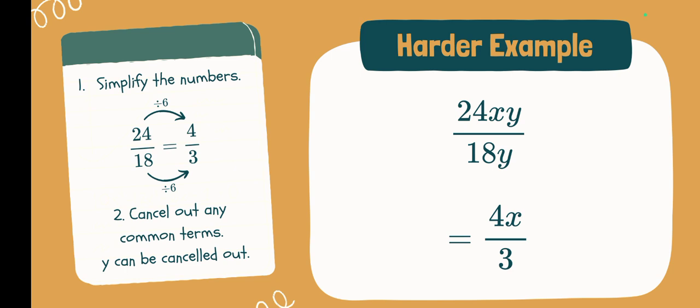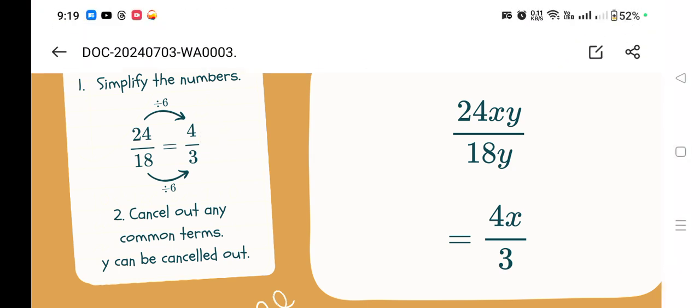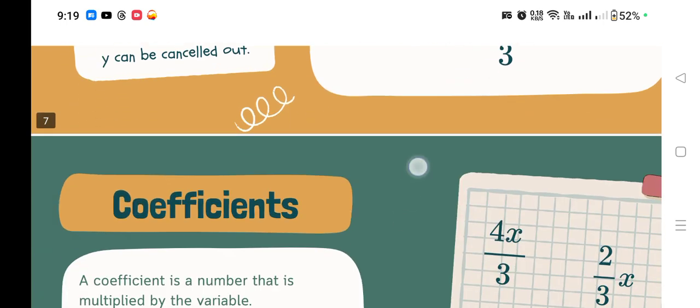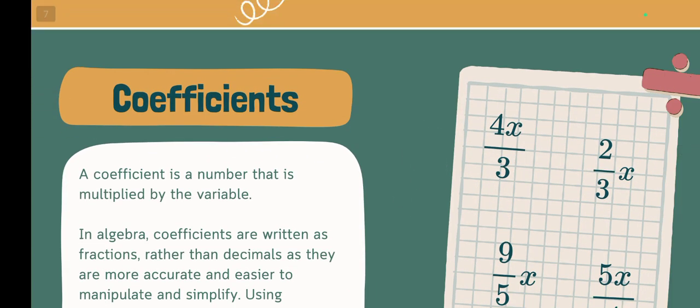Now here you need to know that you cannot divide the upper number by one number and the denominator by another number. You need to find the common number which divides both numerator and denominator. So in this example, 24 by 18, you can see that 6 divides both 24 and 18. We used 6 as our common factor, and then we are only left with 4 and 3. So our final answer is 4x by 3. This is the way in which we can simplify our algebraic expressions.